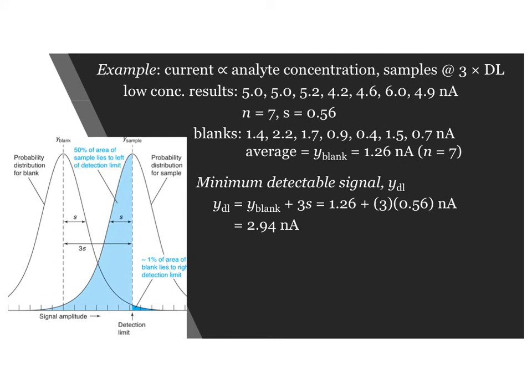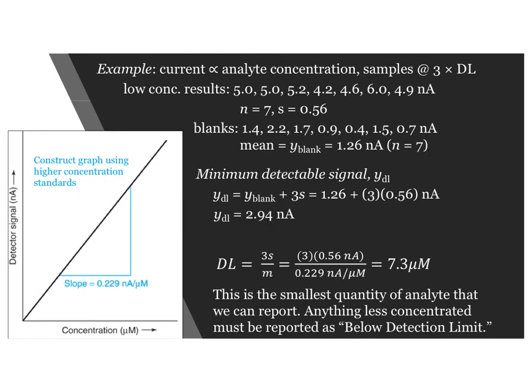We can use this information to calculate the minimum detectable signal, Y sub DL, as Y sub blank plus 3 times the standard deviation of the low concentration sample measurements. That gives us 1.26 nanoamps plus 3 times 0.56 nanoamps for a minimum detectable signal that occurs at 2.94 nanoamps. Next, we need to construct a graph using higher concentration standards, perform the linear regression of the scatter plot of those data points, and use the resulting slope in our calculation.